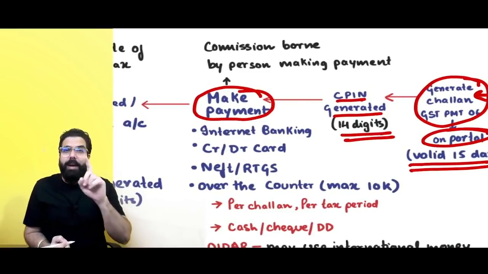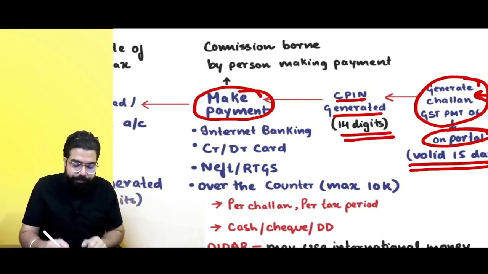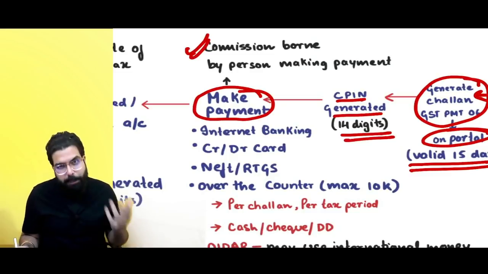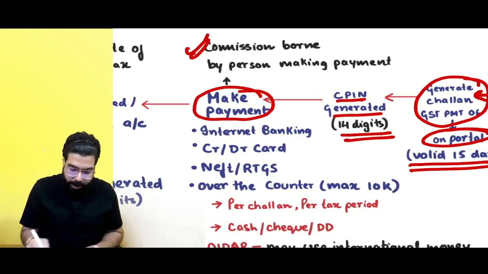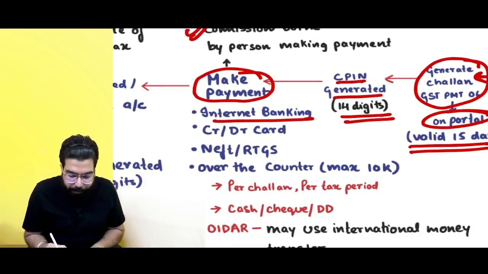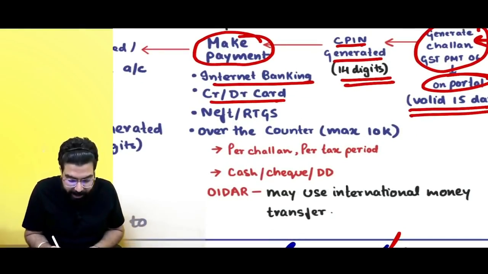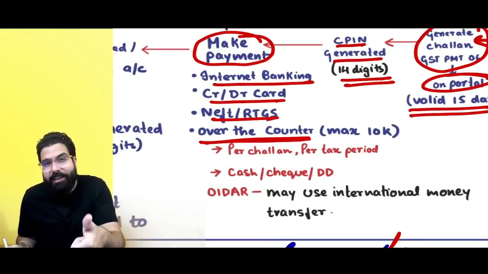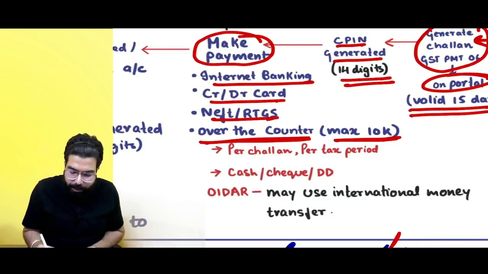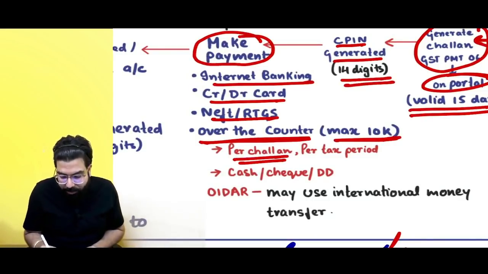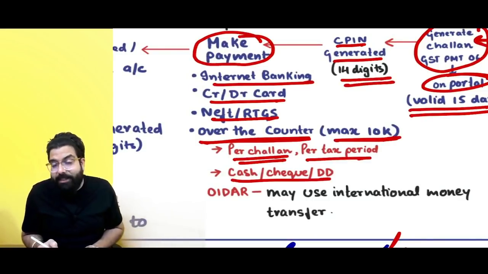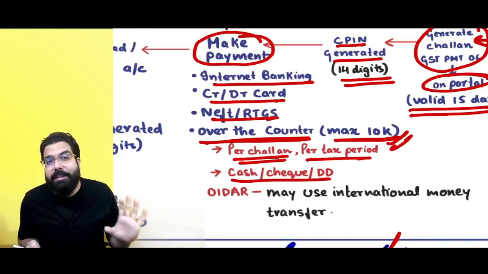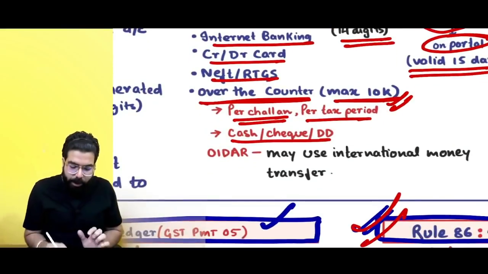Always remember, whenever you are making the payment, the commission always has to be borne by you only, because you are paying the tax. You can pay the tax through internet banking, credit card, debit card, NEFT, RTGS. Over the counter, you can deposit through cash, cheque or DD also, but the maximum amount per challan, per tax period, through cash, cheque or DD is 10,000 rupees only. Government wants to discourage cash transactions here.